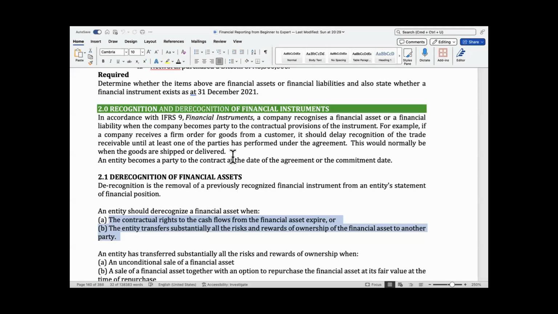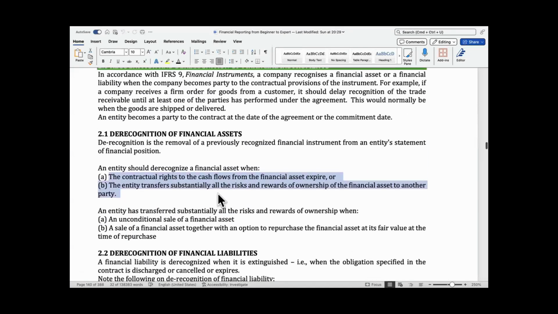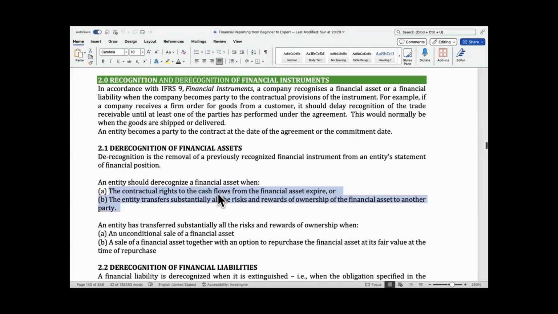Do you have any questions on this? So sorry, that means any fund or money that is being received will be treated as a loan until it is fully transferred, right?